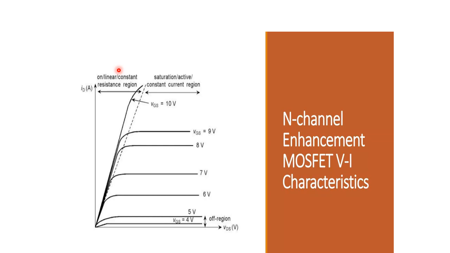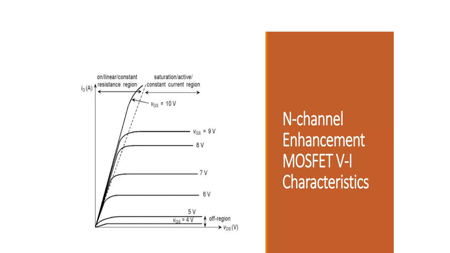As and when the VDS is increased further, the pinch off point in the physical dimension moves towards the source, but the drain current remains constant. This is why it is known as the saturation region or the active region of the drain characteristics. You can see here the saturation or the active current region.